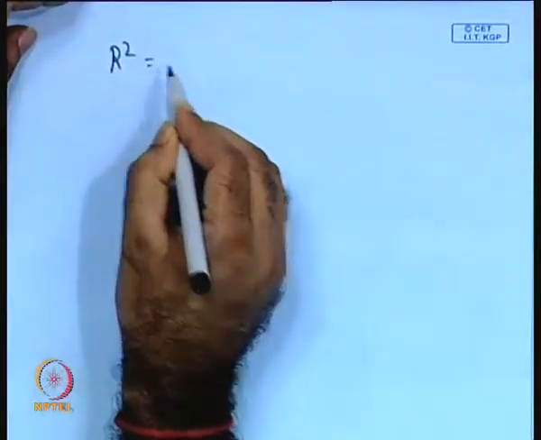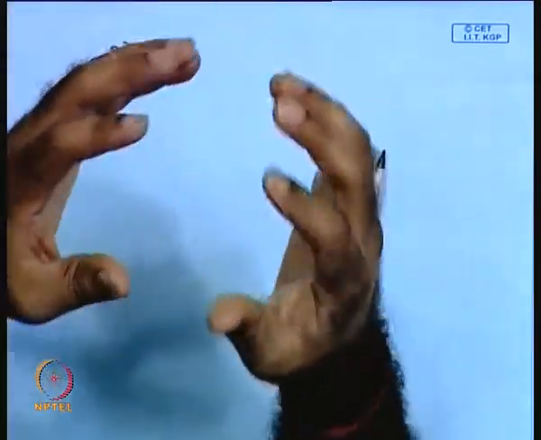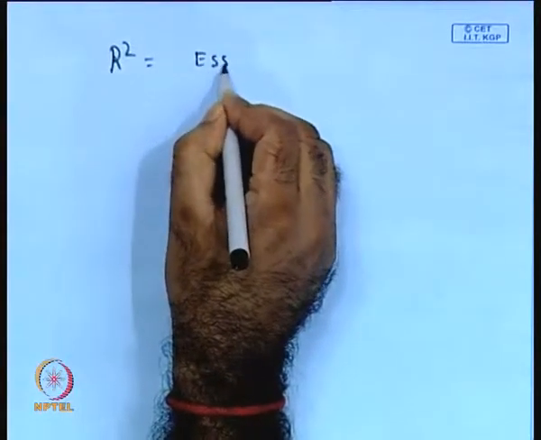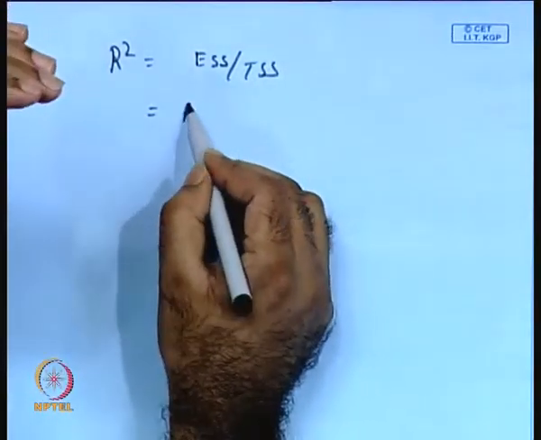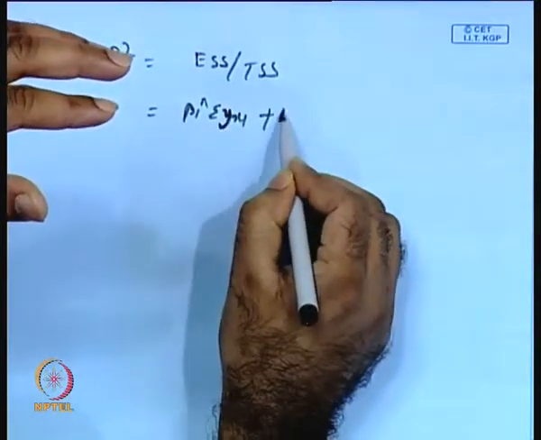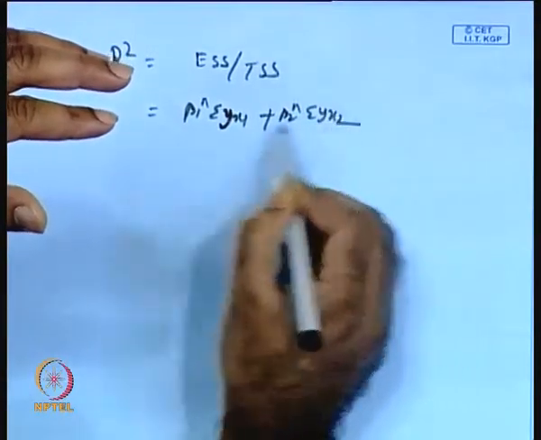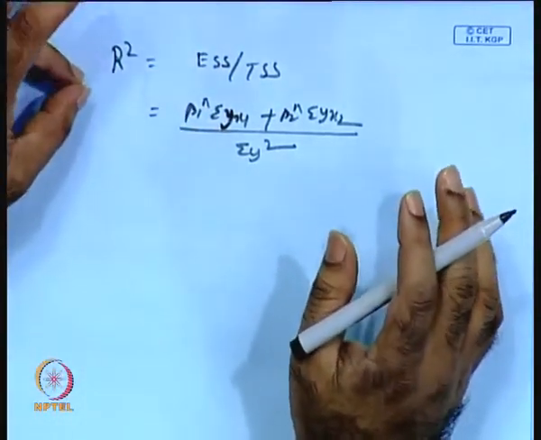We have to calculate R square, that is the coefficient of determination. Coefficient of determination, the physical interpretation is the percentage influence of the independent variable on the dependent variable. So, percentage influence means it is the ratio between explained sum of squares and total sum of squares. By mathematical formulation, it will be beta 1 hat summation y x 1 plus beta 2 hat summation y x 2, divided by TSS, that is summation y square. This is how you receive the R square component.